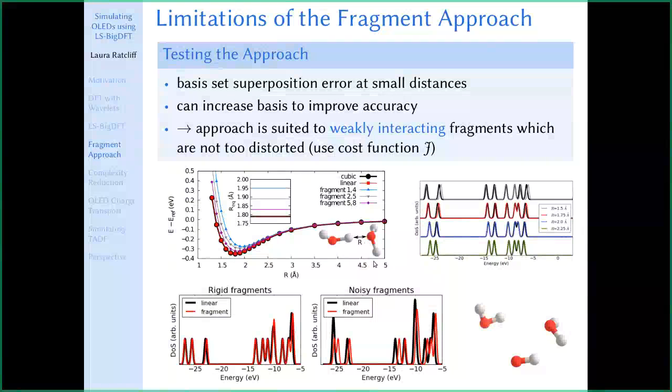Similarly, we're assuming that we start with a rigid water molecule and we just rototranslate the support functions. But of course, in a realistic water droplet, there's going to be some distortions occurring in those water molecules as they're vibrating, for example. And so this also has some effect on the accuracy of the approach, but our rototranslation interpolation scheme is able to handle these distortions. And we have defined a cost function, J, which allows us to determine whether there's too much noise in the system to be able to use the approach, or whether the noise is small enough to be able to use the fragment approach.